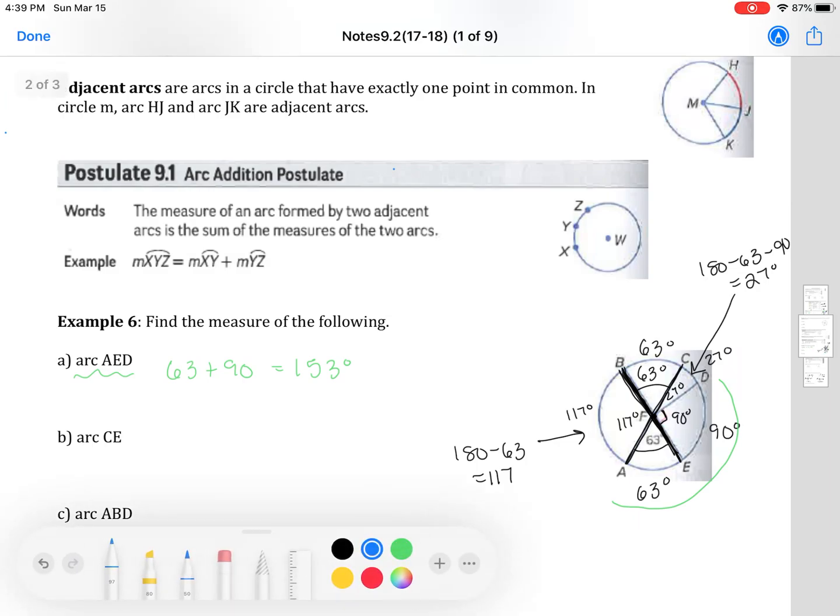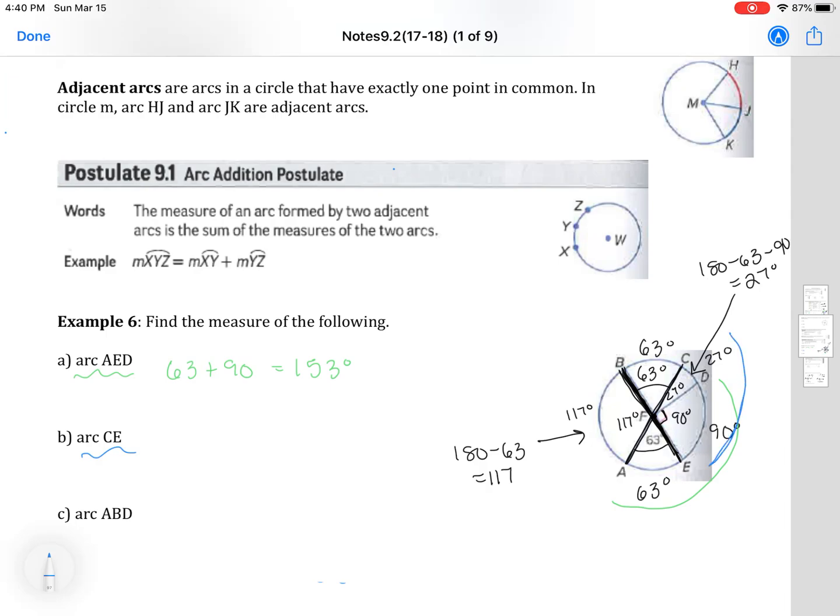For arc CE, right here, you have a little flexibility because I don't tell you which direction to go in, but let's say we're going in this direction right here. CE is made up of 27 and 90, which gets you 117. Again, that would give you a minor arc as well.